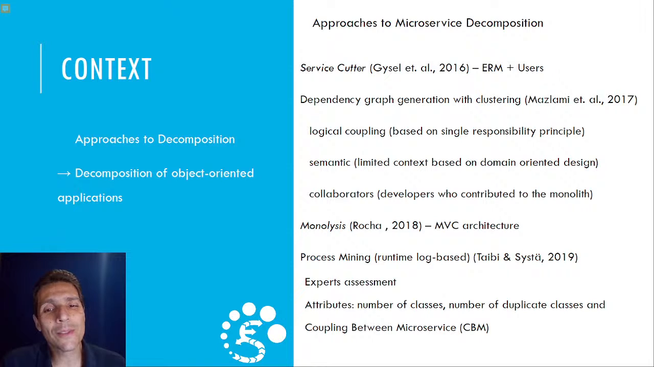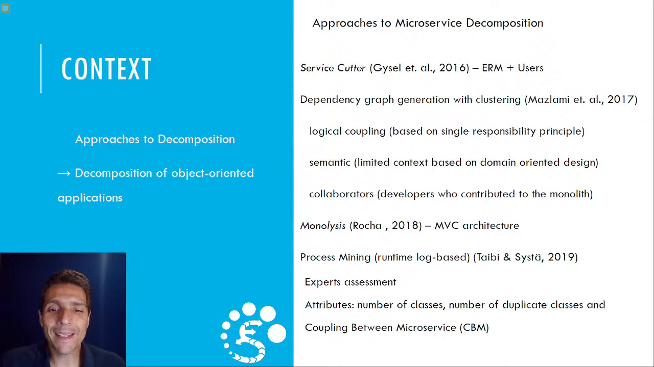They also used collaborators, a list of developers who contributed to the monolith and how they contributed to it, to make assumptions about connections between microservices, between units, between modules. So it's a very important work. Monolysis is also a very important work that is based on the model-view-controller architecture to decompose software. But it's a very specific architecture that not every monolith uses.